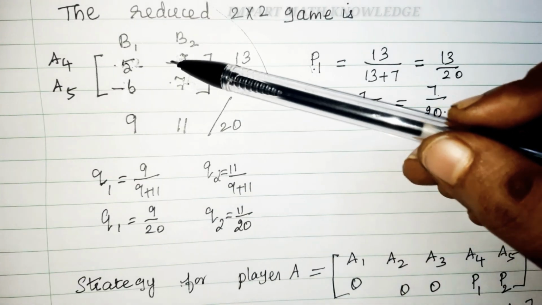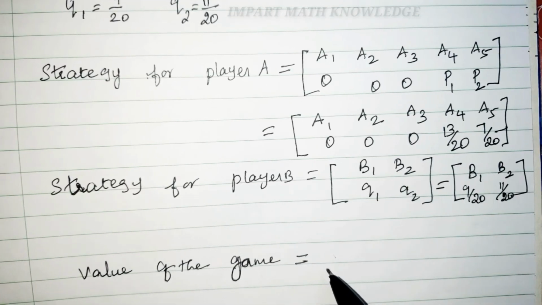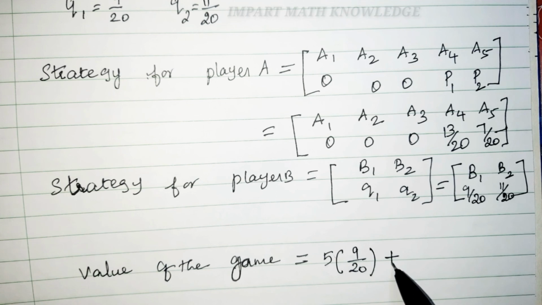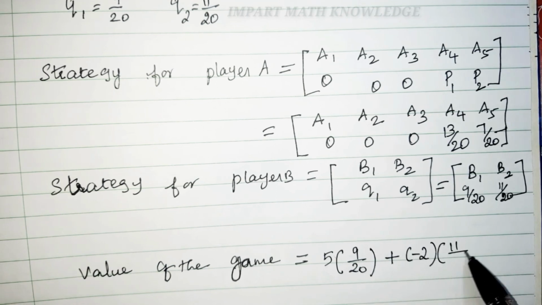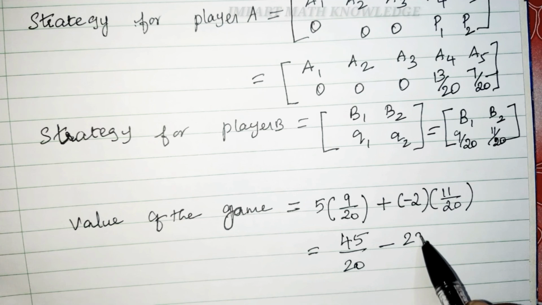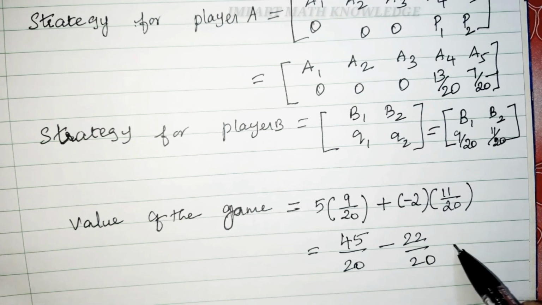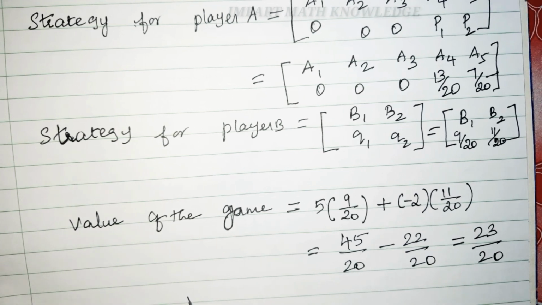Now I multiply the first row with the corresponding probabilities. That is 5 into 9 by 20 plus minus 2 into 11 by 20. That is 45 by 20 minus 22 by 20. This is equal to 23 by 20. So value of the game is 23 by 20.